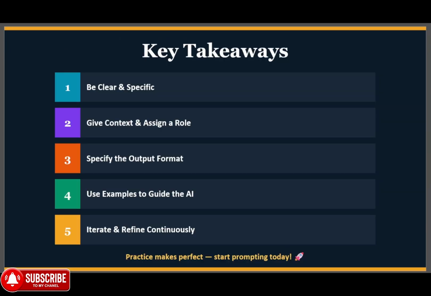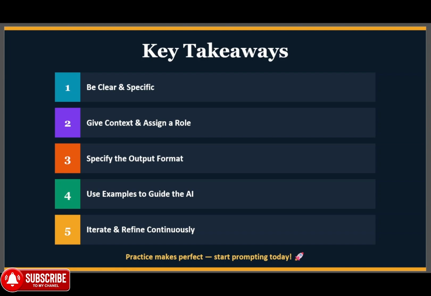And here we are, the final slide. Let's look at everything we learned today. Rule number 1, be clear and specific. We saw this with the dogs example. Write about dogs gives you a Wikipedia article, but write a 200 words fun article about dogs for 10 year olds gives you something kids would actually love reading.